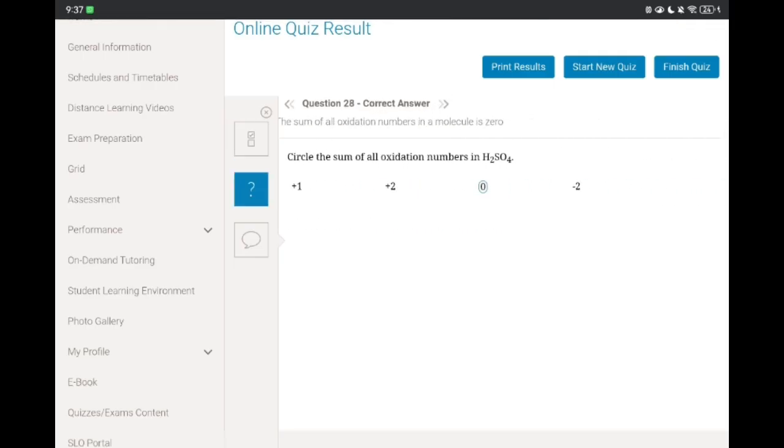Circle the sum of all oxidation numbers, and you don't even have to solve for anything. The total oxidation number for a compound is just its charge, and here the charge is 0, so you just pick 0. There's no charge, so that means 0.